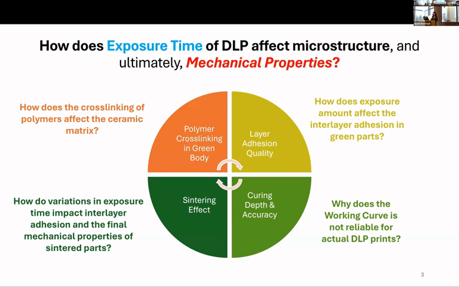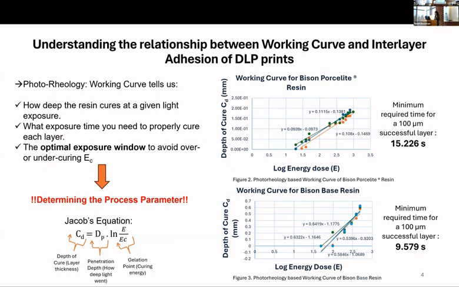We are basically asking 4 questions here, and they're all connected to each other. First, how does the cross-linking of polymers affect the ceramic matrix? How does exposure amount affect the interlayer adhesion in green parts? Why is the working curve not reliable for actual DLP prints? And lastly, how does the variation in exposure time impact interlayer adhesion and final mechanical properties of the sintered part?